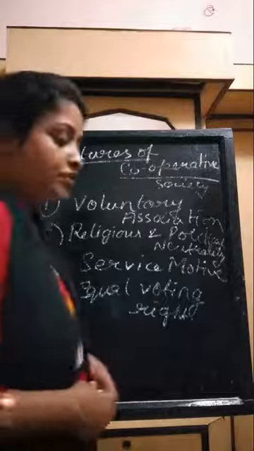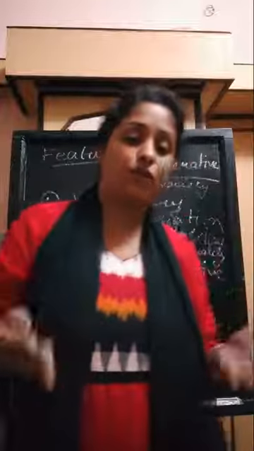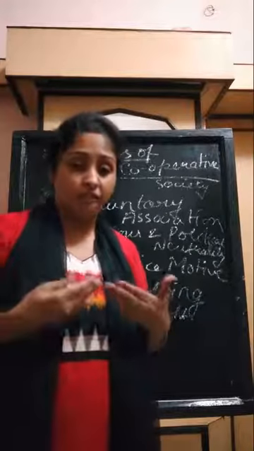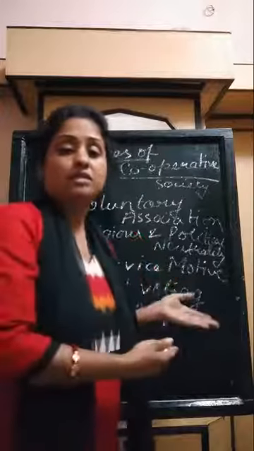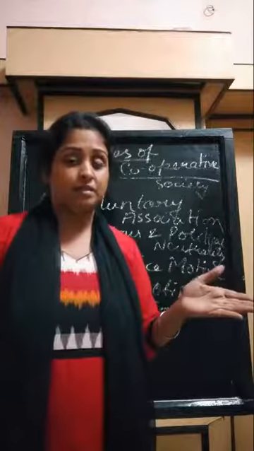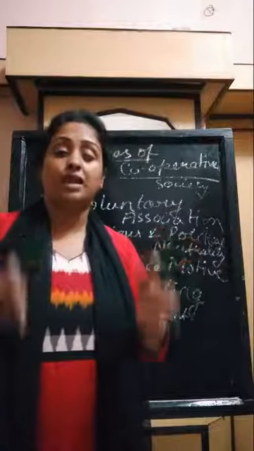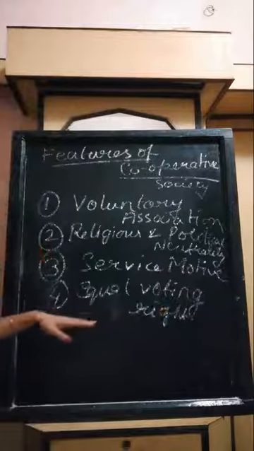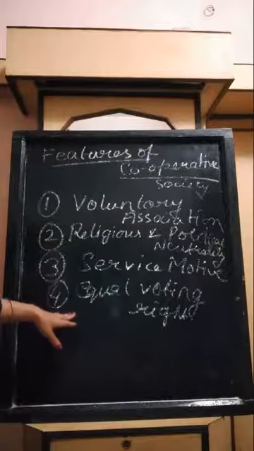Now, this kind of cooperative society is democratic in nature. Democracy means everyone has the equal voting right. As you know, our country is a democratic country, and after a certain age, we all have an equal voting right. In the case of this cooperative society also, every member has equal voting right in each and every decision-making stage. So this is another important feature of cooperative society, that is equal voting right.